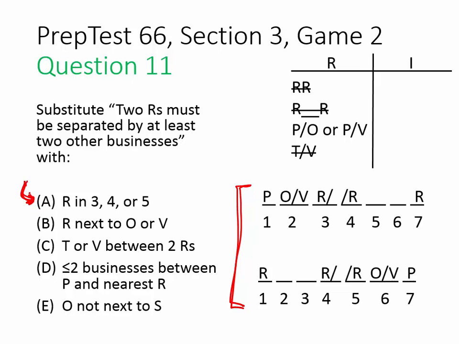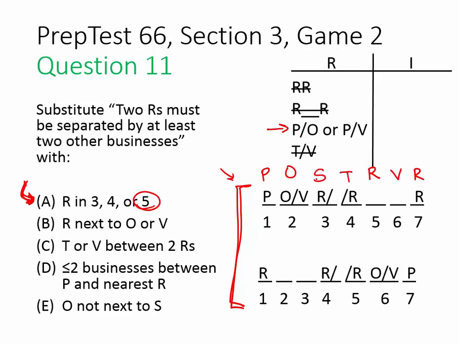R in 3, 4, or 5. At first this looks kind of promising because R always does fall in 3, 4, or 5. But we could probably break it up here, because what we could do is say P and R to keep our first rule intact. We could say O or V has to go in the second spot to keep this rule intact. So we're going to say O. We could also then place R in space 5, which is following our rule. Then it's just a matter of plugging everything else in that we need in. So we could put V here, we could put T here, and we could put S here.